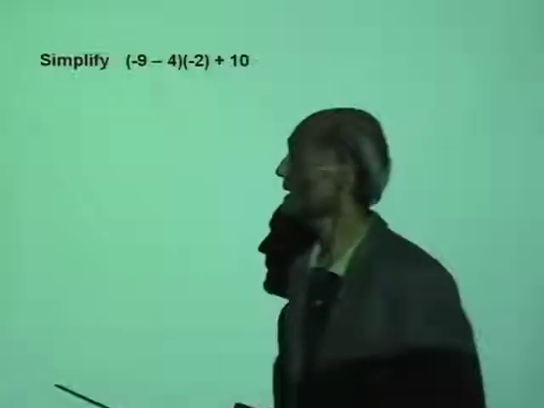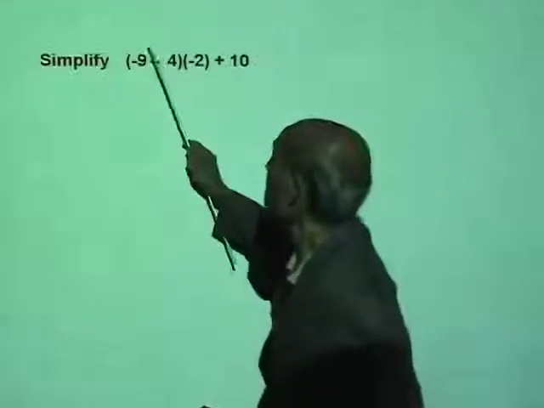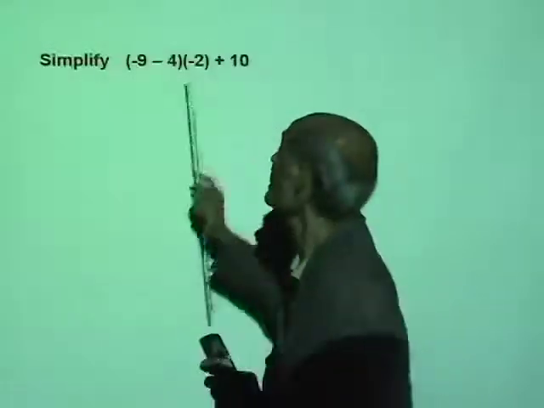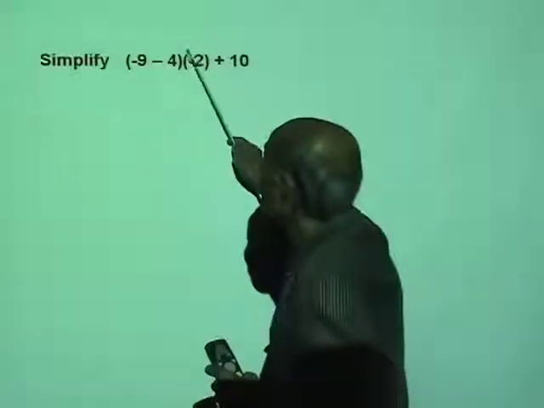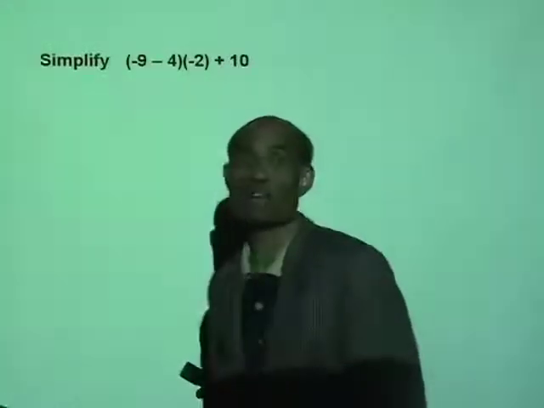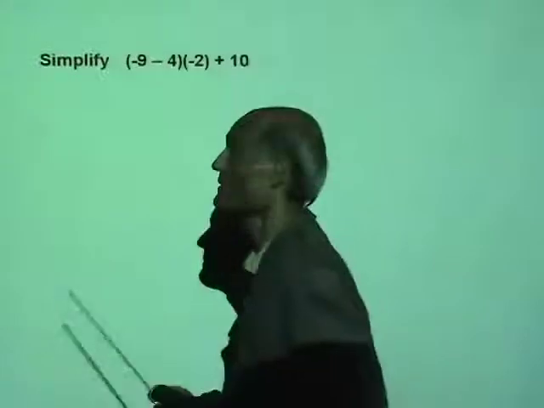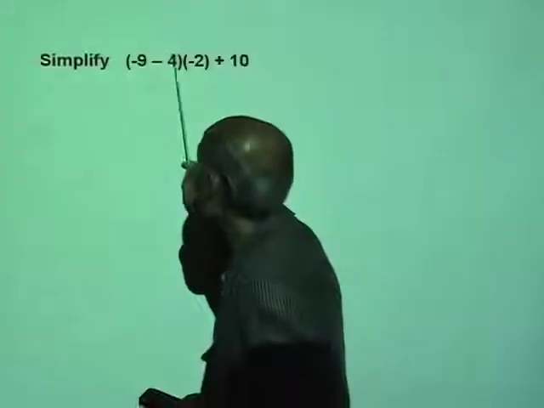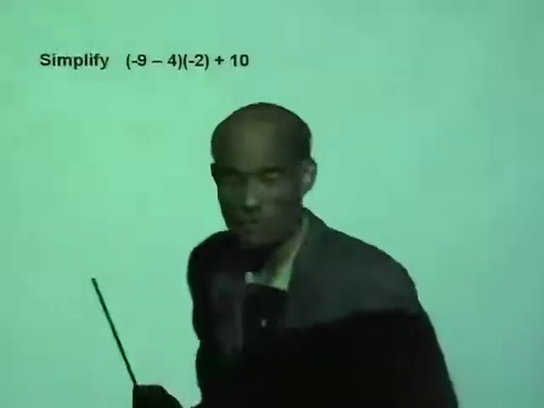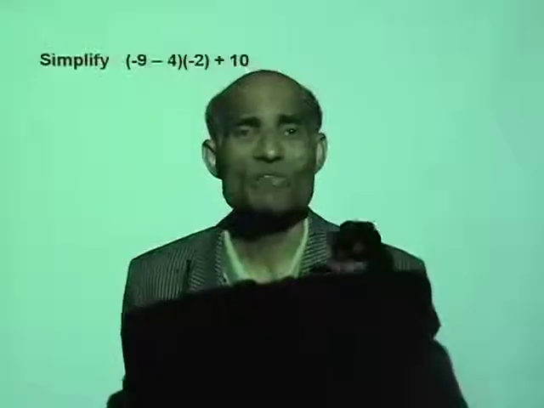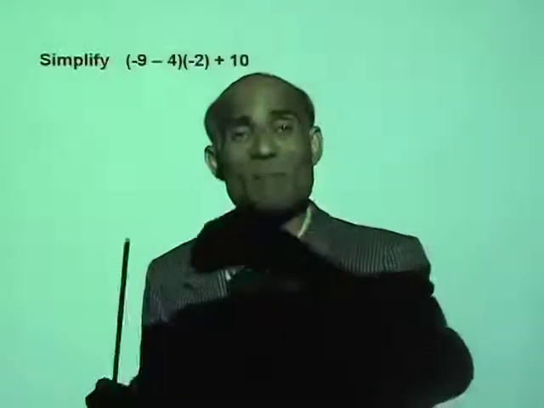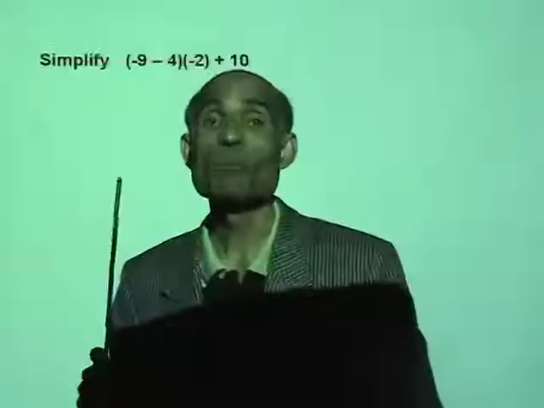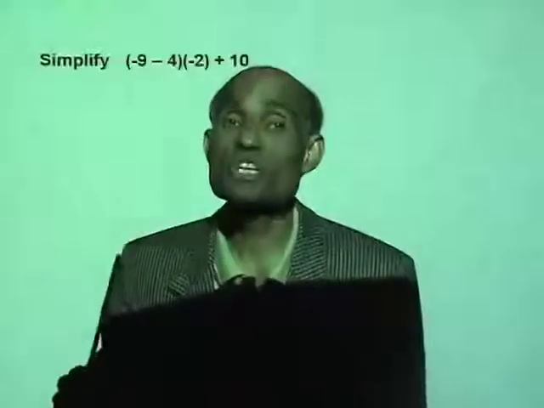Okay? Another one. Simplify. Negative 9 minus 4 in parentheses multiplied by negative 2 plus 10. Look at that. Multiplied by negative 2, plus 10. What do you do first? First simplify inside this parenthesis. What is negative 9 minus 4? Let's see how many of you can do that quickly. Negative 9 minus 4. Adding two negative numbers. Negative 9 minus 4 is negative 13.